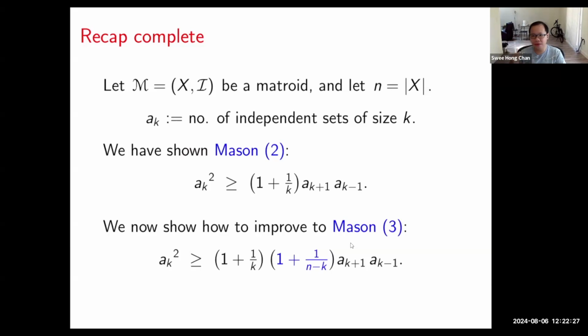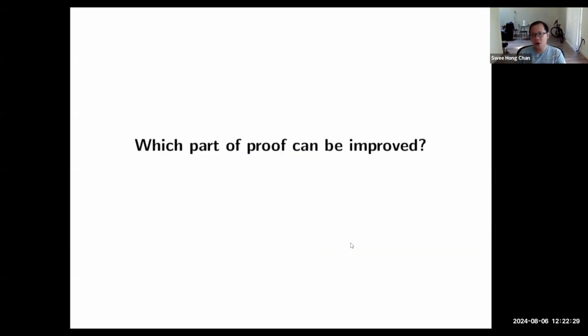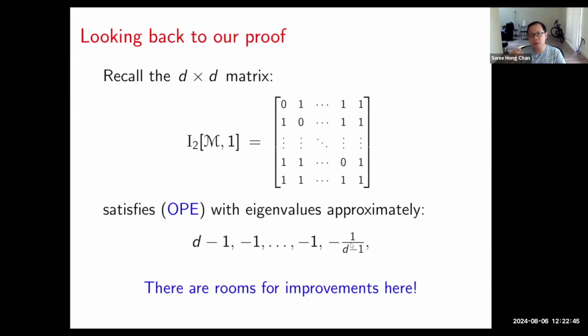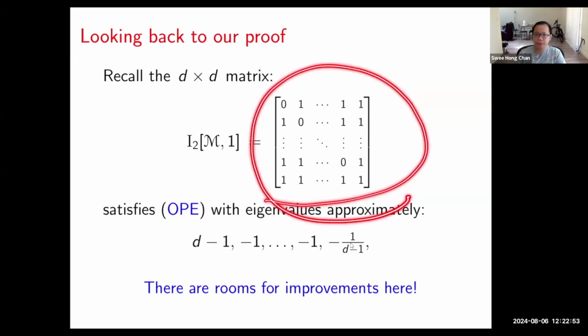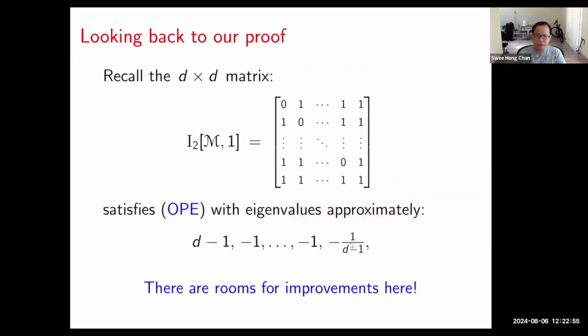Everybody ready for how we prove this? Okay. So, of course, the main question to ask is what part of the proof can we improve? How do we get this Mason 3 from what is actually not optimal in our previous proof? To do that, let us look back at our proof for the base case. Notice that we have this d times d matrix, right? And also notice that when we do the calculation, this matrix has eigenvalues approximately this value.